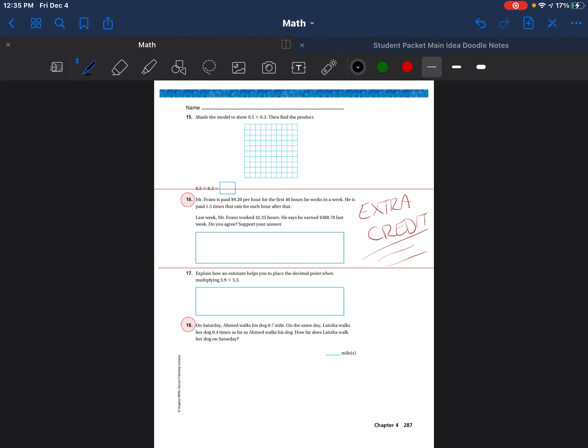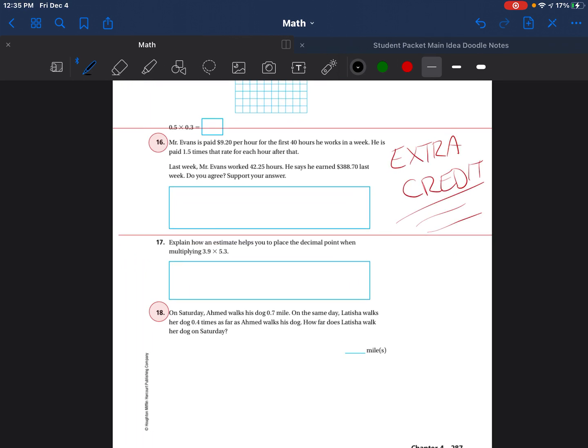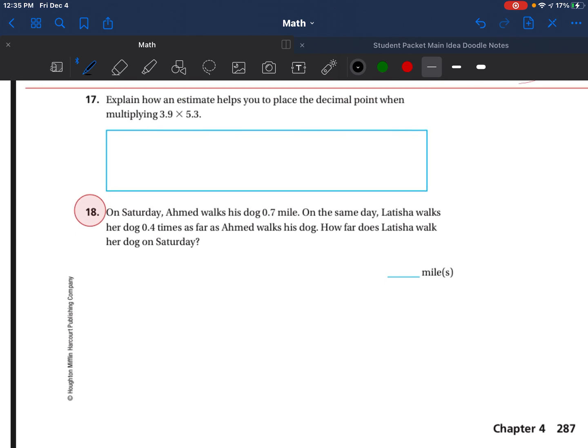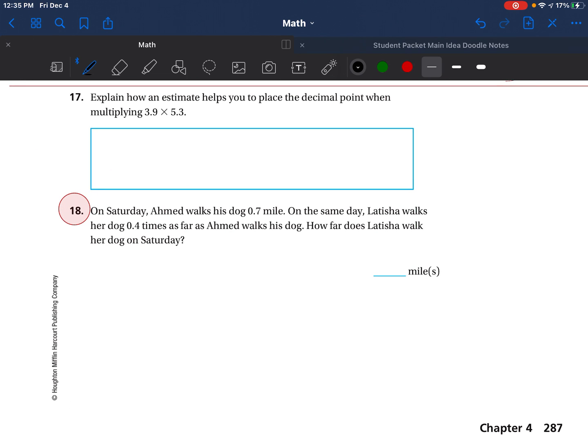On this page, number 16 is going to be the extra credit. So we're going to come back to that one, and we're going to look right here at number 18. On Saturday, Ahmed walks his dog 7/10 of a mile. On the same day, Letitia walks her dog 4/10 as far as Ahmed walks his dog. How far does Letitia walk her dog? All we have to do is go ahead and multiply.